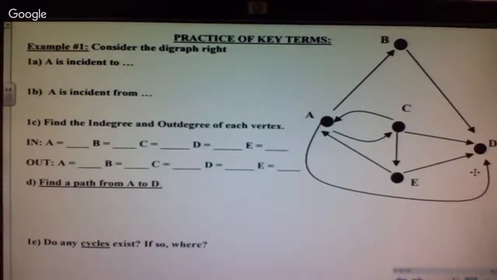Does it really say find the path from A to D? There's several of them. You go A to D straight too. ABD, ACED. ABD. And because it doesn't say it has to be a specific length, any of the options work.